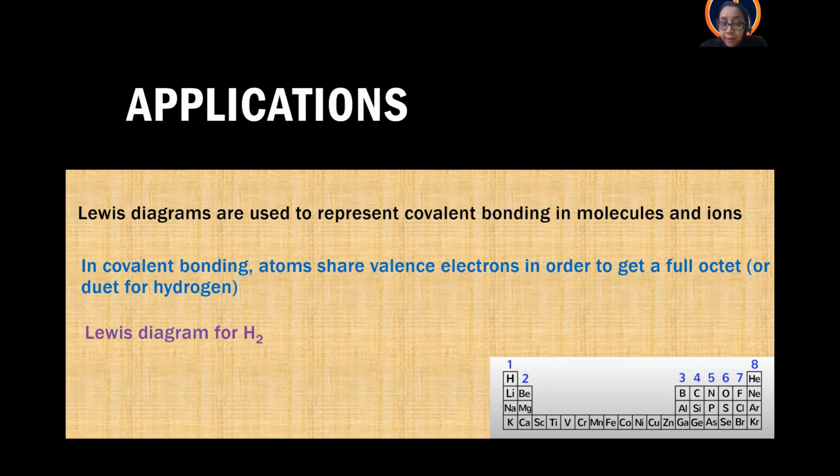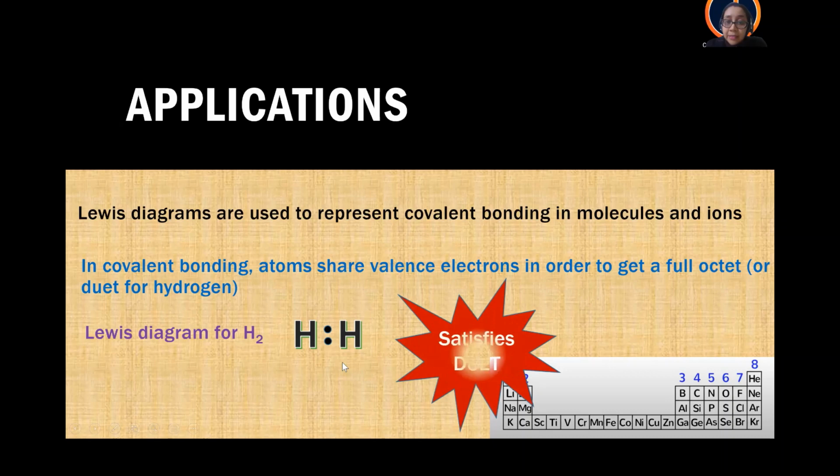For example, if we want to draw the Lewis diagram of the hydrogen molecule, that means H2, we can write one hydrogen atom with one valence electron and the second hydrogen atom with its valence electron. That means this is the valence electron of the second hydrogen atom. And here we can write it like this. Remember that in this example, hydrogen satisfies its duet.